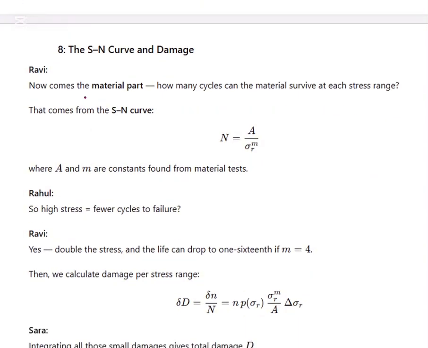So now comes the material part. How many cycles can the material survive at each stress range? For some particular stress range, how many cycles can the material survive? That comes from the SN curve.